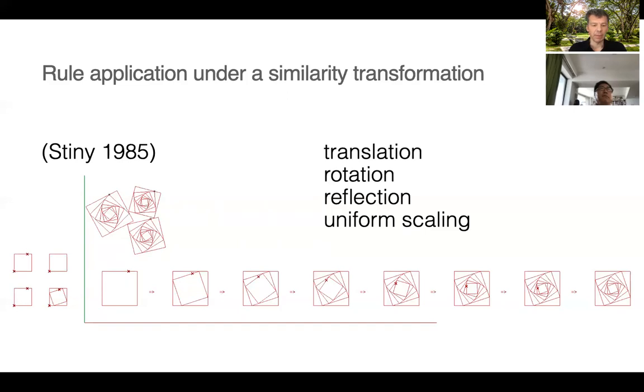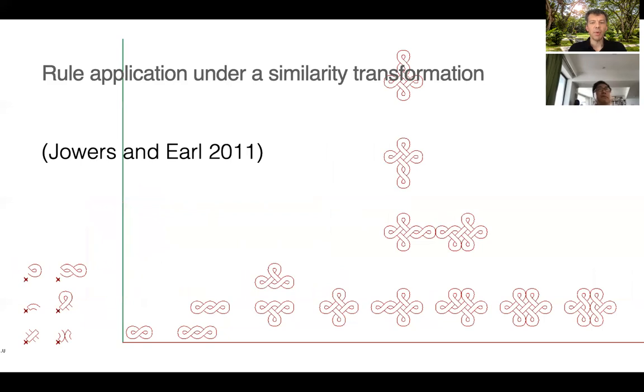This is a bit more of a complicated example using curves, or specifically quadratic Bézier curves. It's an example from Jowers, and it actually doesn't use scaling, but it does use translation, rotation, and reflection as transformations.